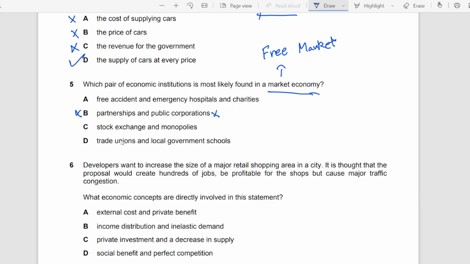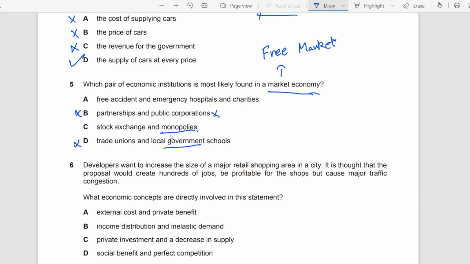B is wrong. Stock exchange and monopolies. Trade unions and local government schools. Now, government schools again is a government-owned business, because it's a planned economy. Usually, entities are owned by the government, and in a mixed market economy, you have both the aspect of the planned economy, that's the public sector, and an aspect of the free market economy, that's the private sector. So you can have both privately owned and state-owned businesses at the same time. So this can either be a mixed market economy or a public planned economy. So D is wrong.